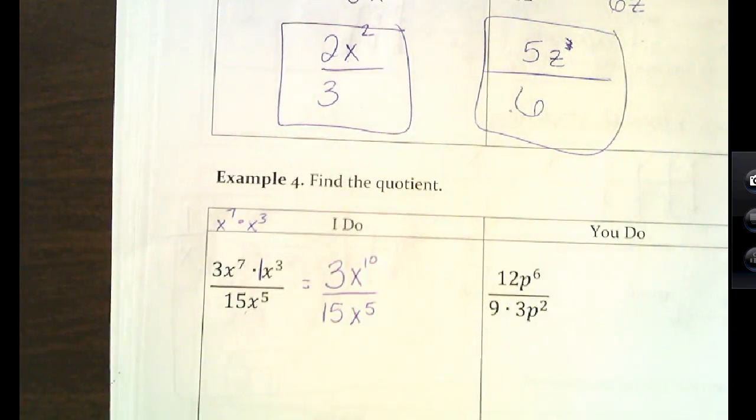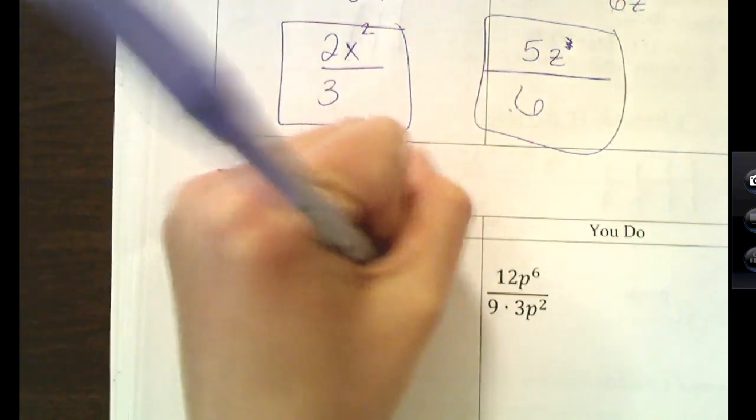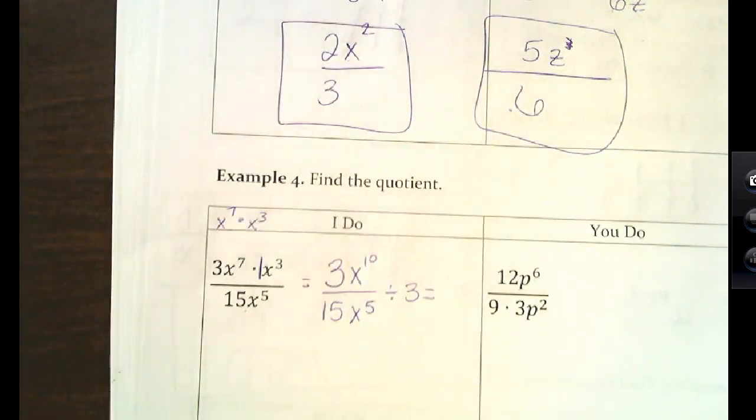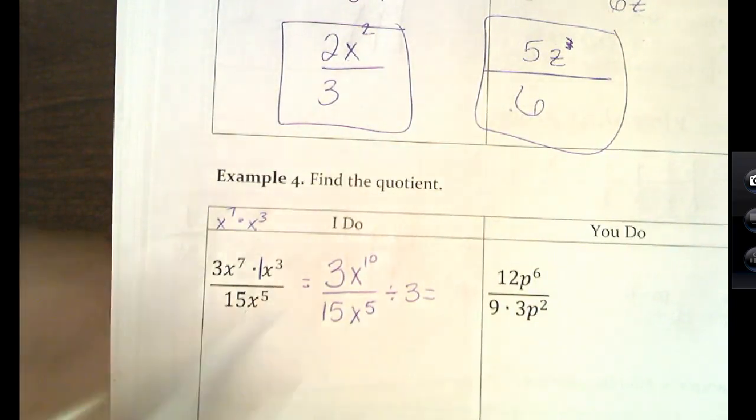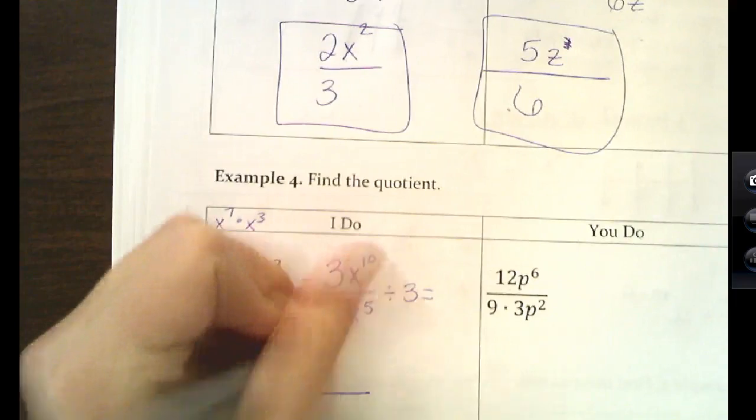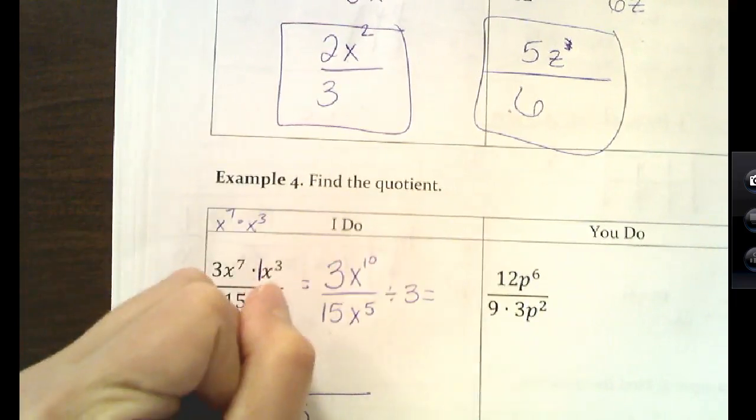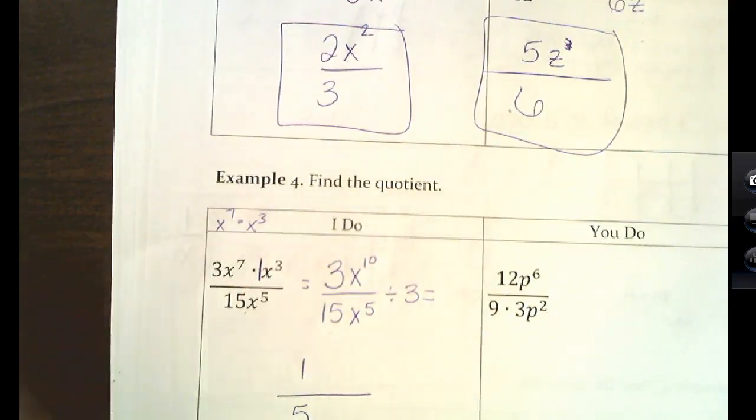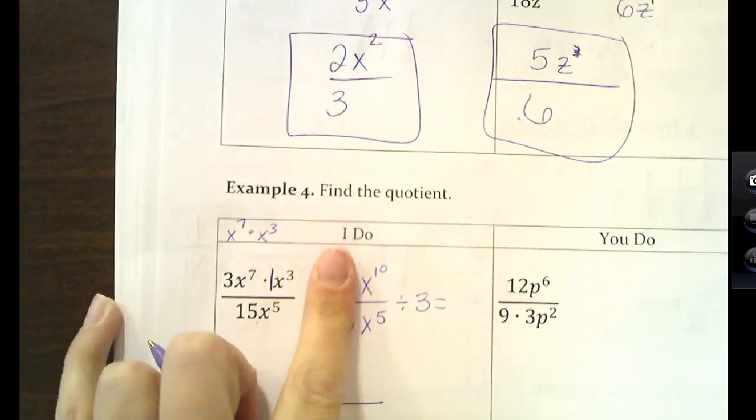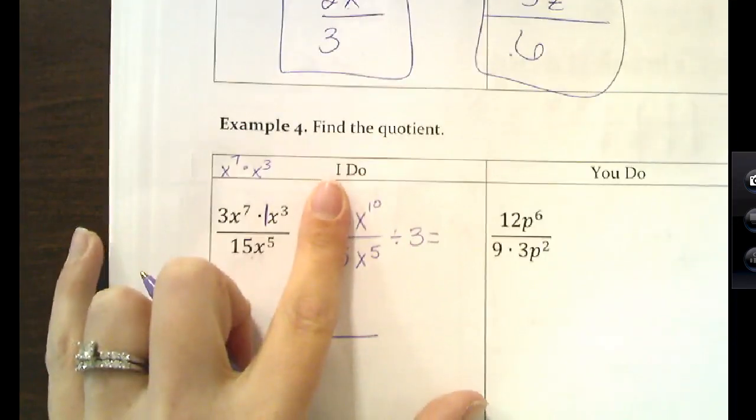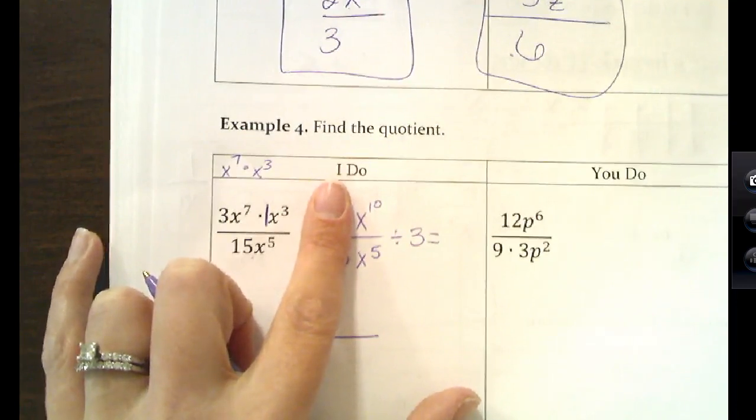Simplify, right? What can we divide 3 and 15 by? 3. So 3 divided by 3 is 1. 15 divided by 3 is 5. And now let's look at our variables. X to the 10th divided by x to the 5th. You subtract them. 10 minus 5 is 5.